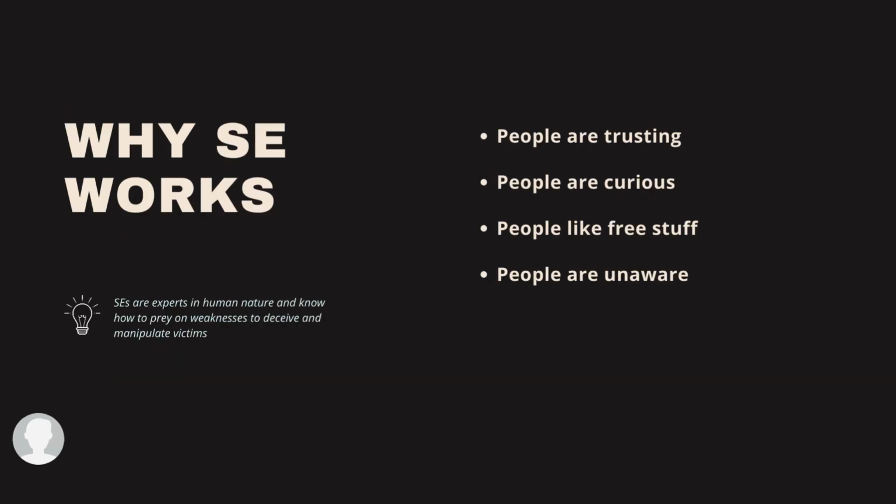Why does social engineering work? Well, social engineers are experts in human nature and they know how to prey on weaknesses to deceive and manipulate victims. People are trusting, they're curious, they like free stuff, and people are unaware. Normally, we have a tendency to trust, we want to help, we respect authority. So we'll go on to see principles of influence that authority can be used as a means to get a victim to comply.